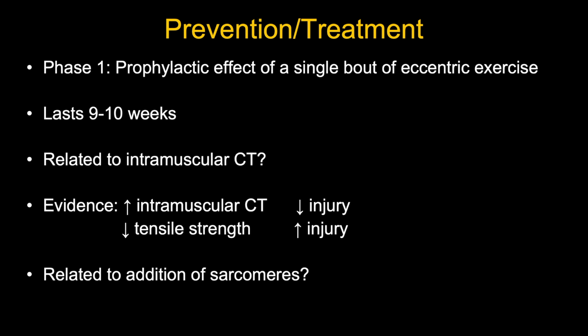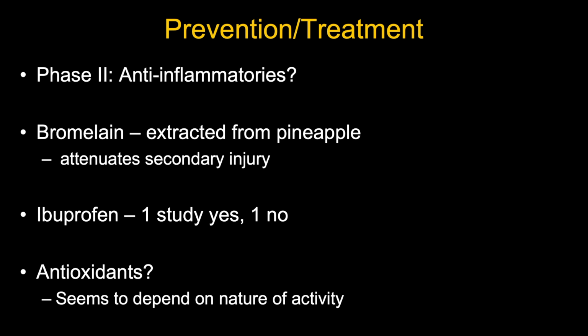And lastly, the cellular theory suggests that there are new proteins that are made that actually protect the skeletal muscle fibers against damage. These include stress proteins and new cytoskeleton proteins. Could this be related to the addition of new sarcomeres? Muscle physiologists are still working in this area to determine more specifics related to this theory. What about during phase 2? Do we have any anti-inflammatories that we could use? Well, it turns out bromelain, which is a phytochemical that's extracted from pineapple, may be able to attenuate secondary injury. That is the inflammatory part of this whole process.